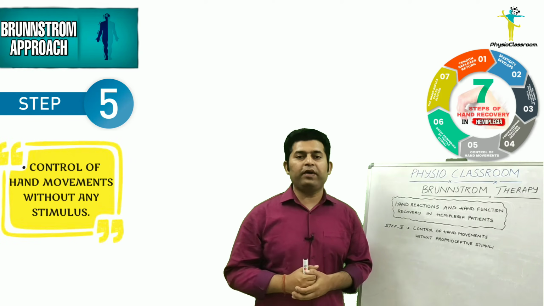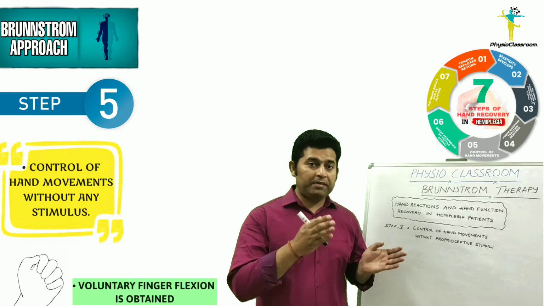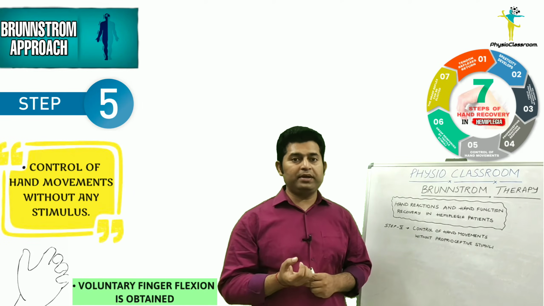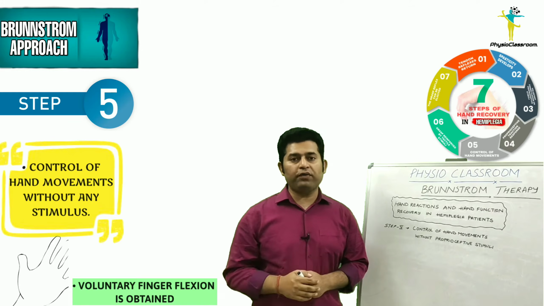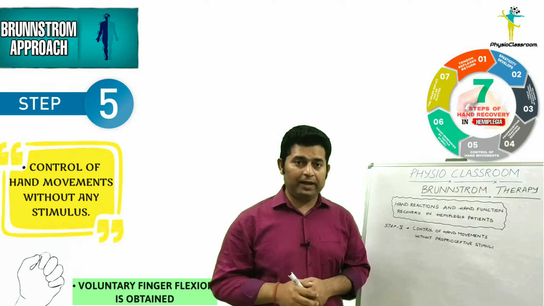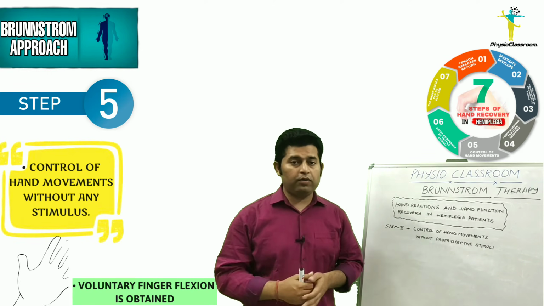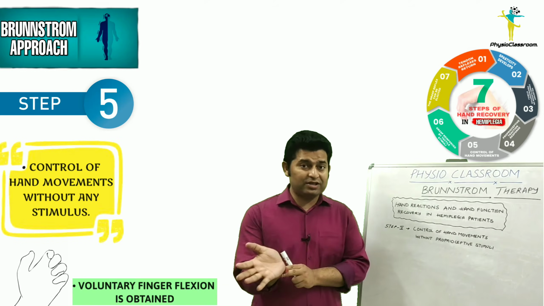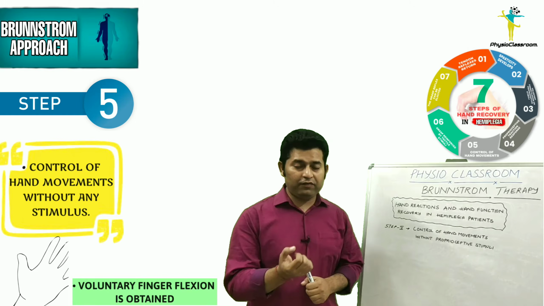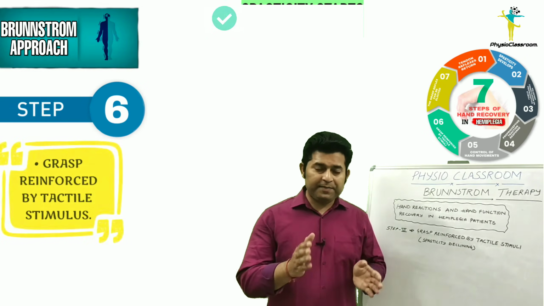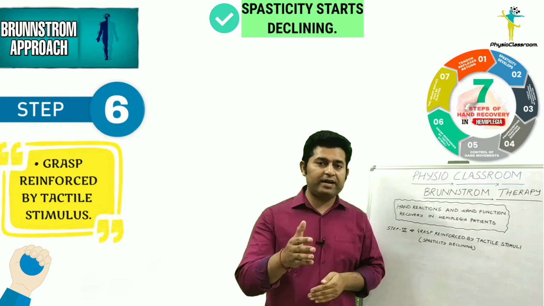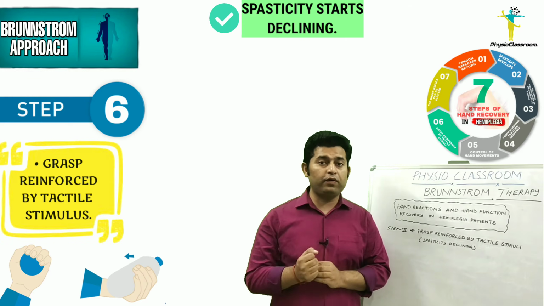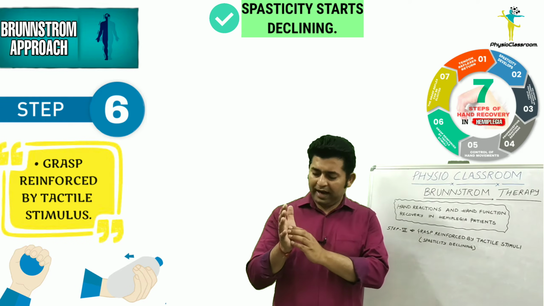In step 5 of hand function restoration, the hemiplegic patient can now control voluntary finger flexion movements even in the absence of the proprioceptive stimuli. So this means the patient is now no longer dependent upon the deliverance of the stretch to produce a finger flexion movement.